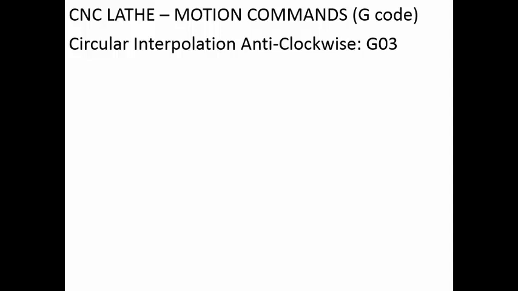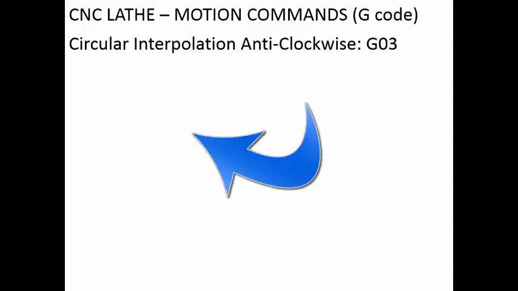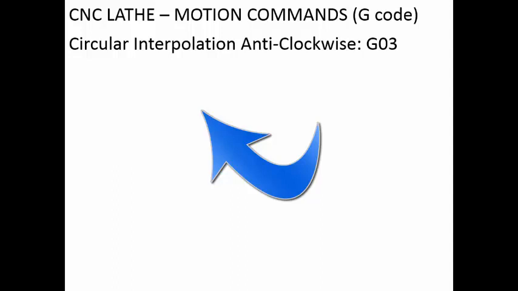Yeah, the next one is circular interpolation counterclockwise, or circular interpolation anti-clockwise. So here the code is G03. G indicates it is a G code, 03 is a number for that particular code. So here what happens, very similar to the circular interpolation clockwise, when we write this particular command, from the current position of the tool, it will move in the anti-clockwise direction towards the end point.